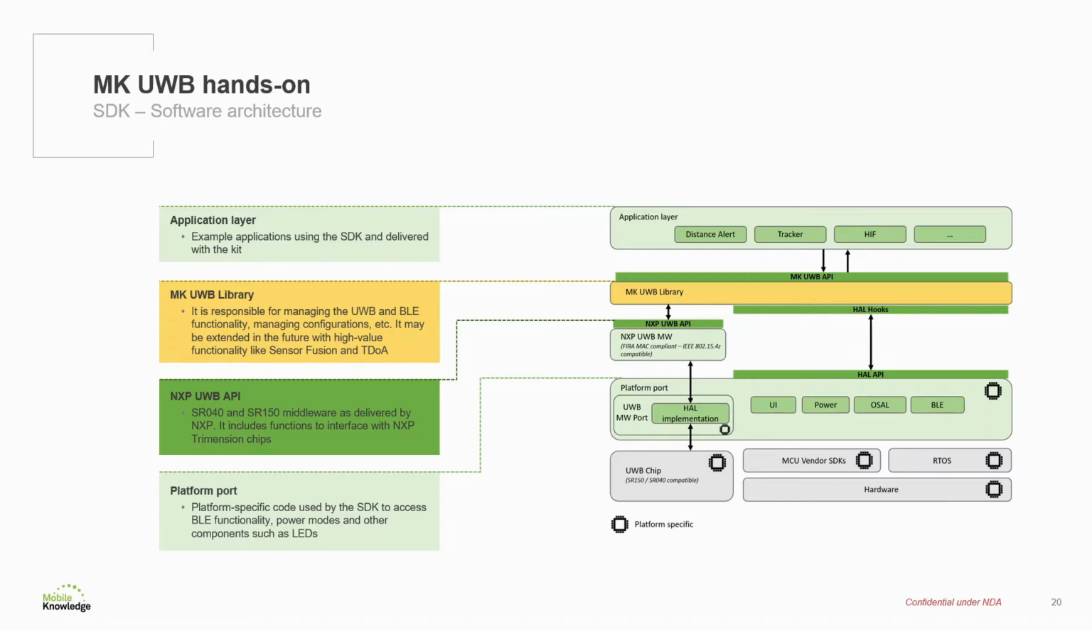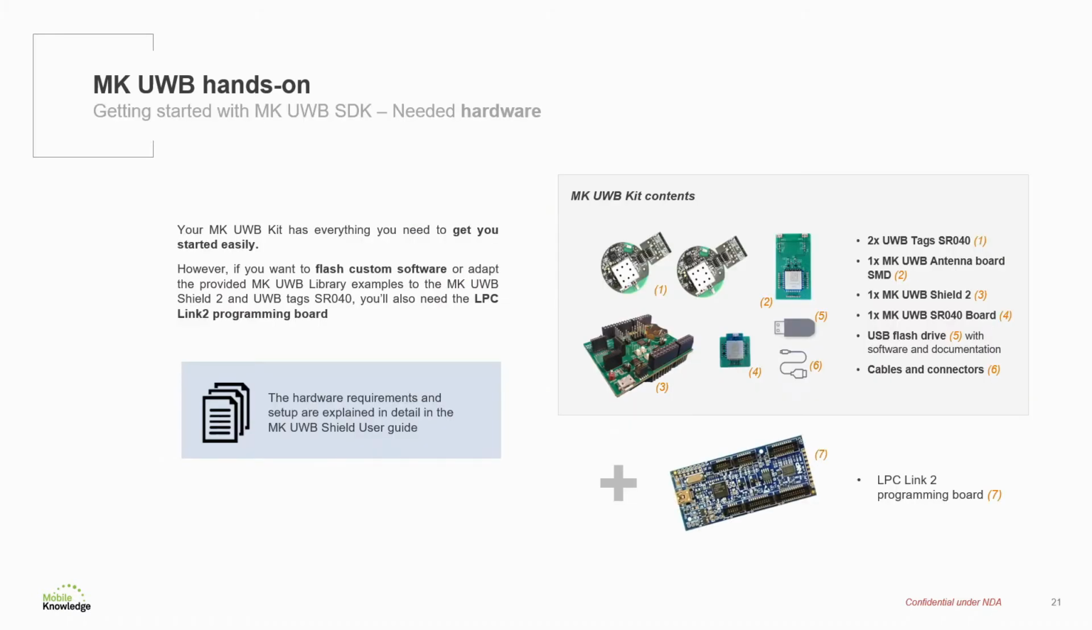The NXP Ultrawideband API is the SR040 and SR150 middleware as delivered by NXP. It includes functions to interface with NXP Trimension chips. The platform port is the platform-specific code used by the SDK to access BLE functionality, power modes, and other components, such as LEDs. We'll see these in more detail in the following session, but for now, let's look at the library integration example with the PC Shell.